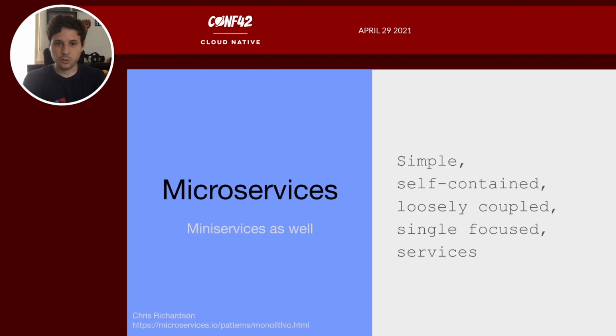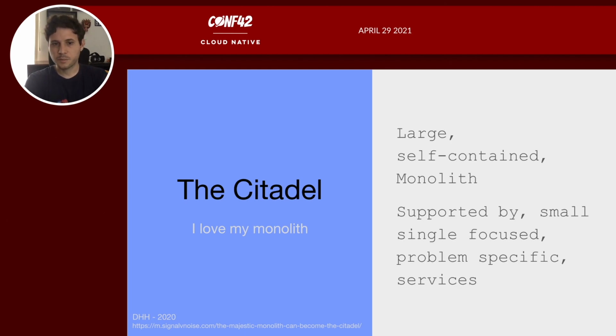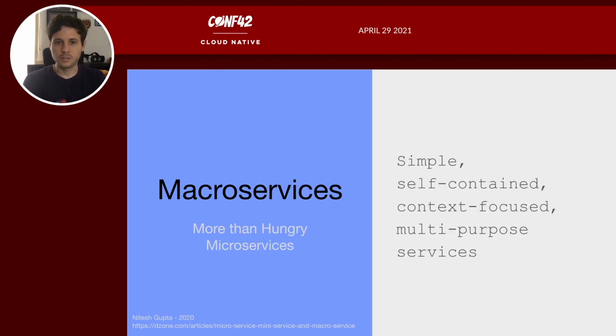We have the microservices, which are simple, self-contained, loosely coupled, single-focused services that are connected by themselves. We have the proposal of the Citadel by GHH. That's a large self-contained monolith that's supported by small, single-focused, problem-specific services that handle what the monolith cannot handle by itself. We also have the microservices that are kind of more hungry, that people from Uber are starting to experiment with. They're simple, self-contained, context-focused as well, but they're multi-purpose services that try to engulf more context in their services than just a microservice does.